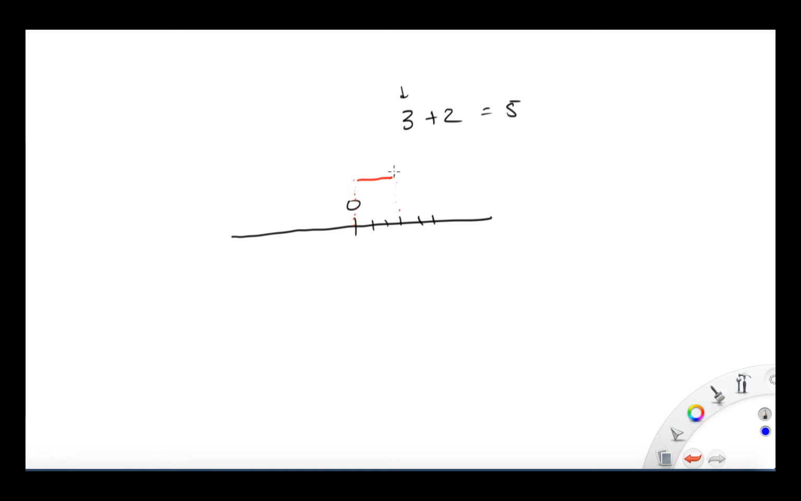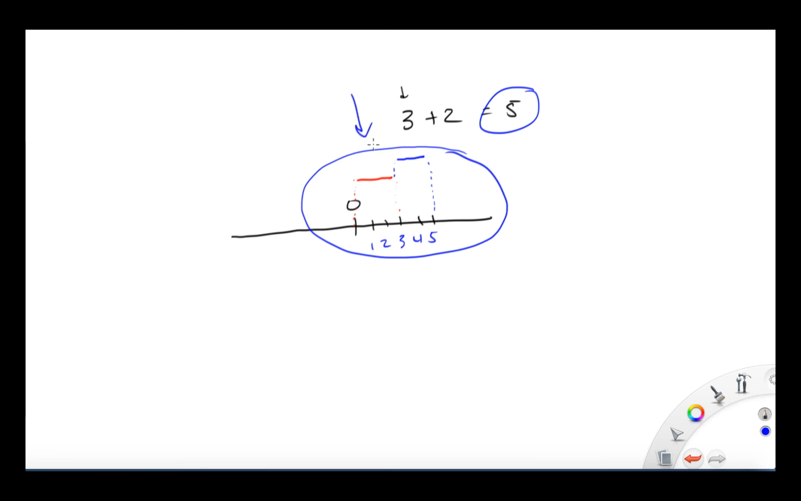Then we're going to continue to extend that, and we need to add 2. So let's go up, and we're going to go 1, 2. Where does that end us on a number line? 1, 2, 3, 4, 5. So our answer on a number line looks like this. We don't want a simple answer. We're looking for it on a number line, so you're going to do something like this. And you can see that we have 3 and 2 equals 5.